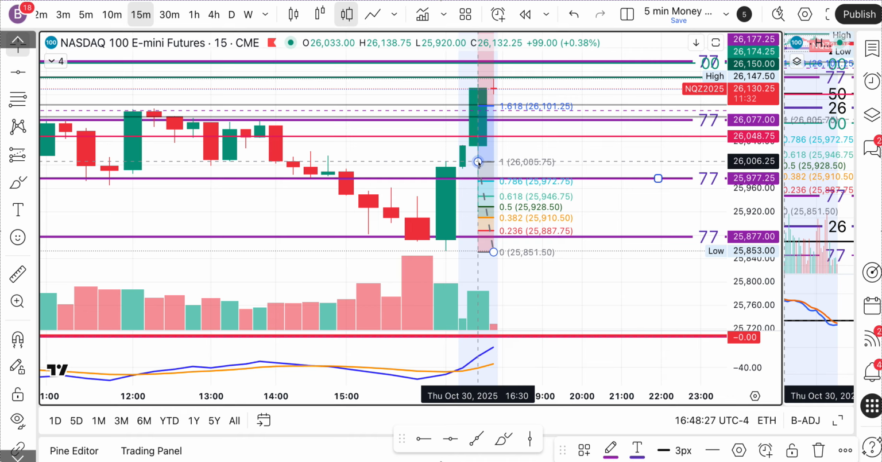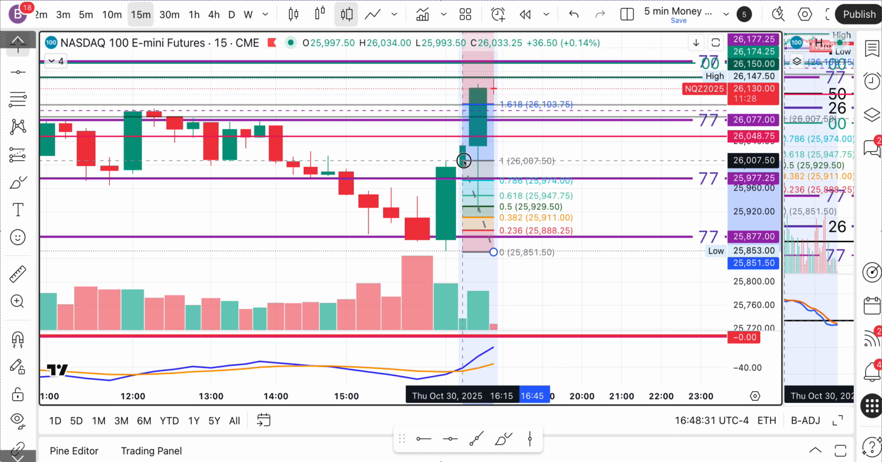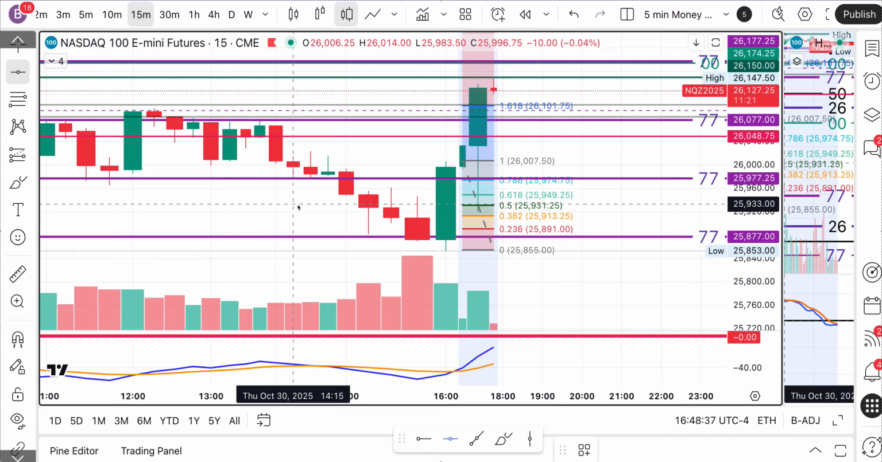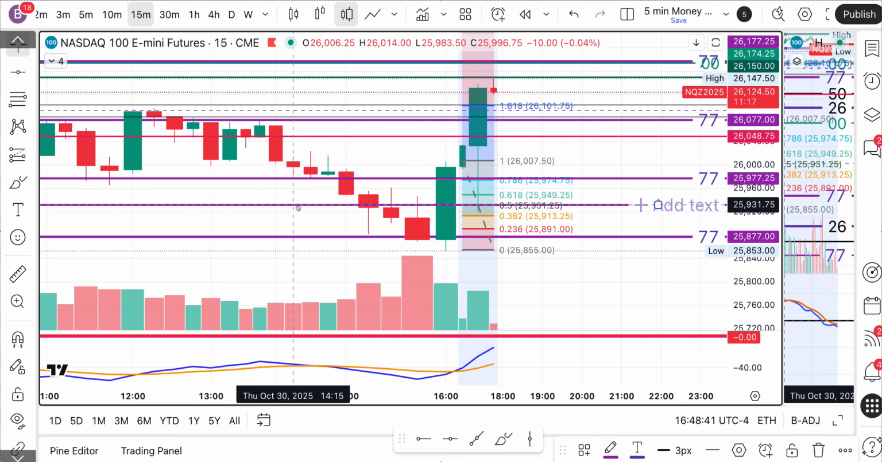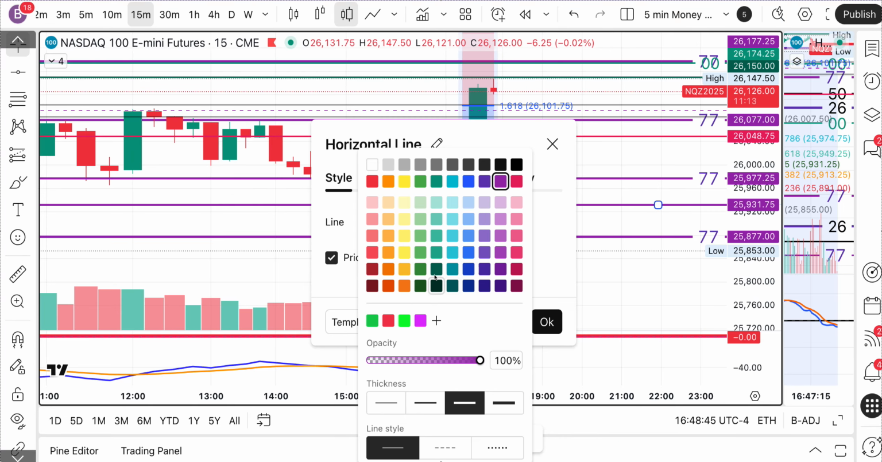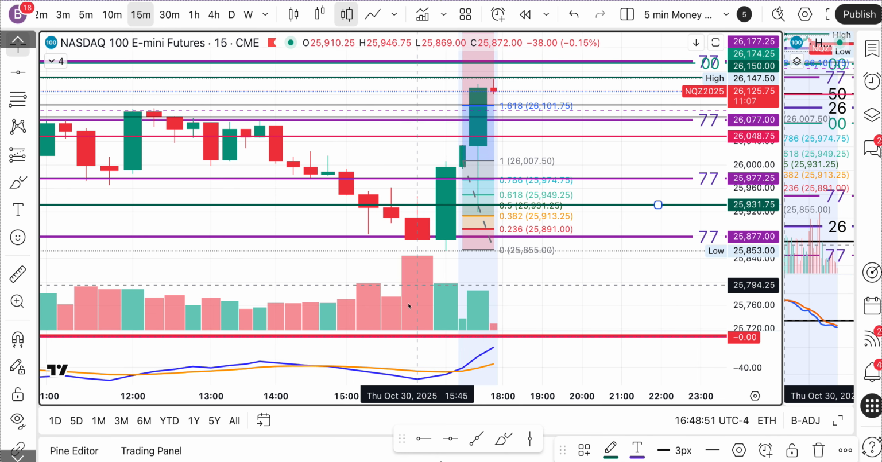So let's measure that one from the top. We take it from the top right there. And then we take it to the bottom right there. And our 50% level, I'm just going to mark this on the chart, is going to be 25,931 and a quarter. So let's make that dark green to match right there.